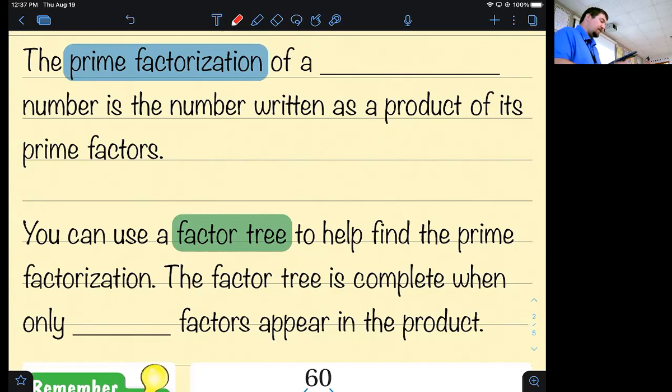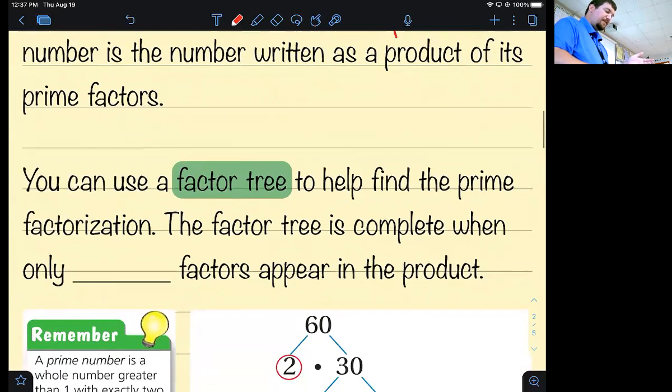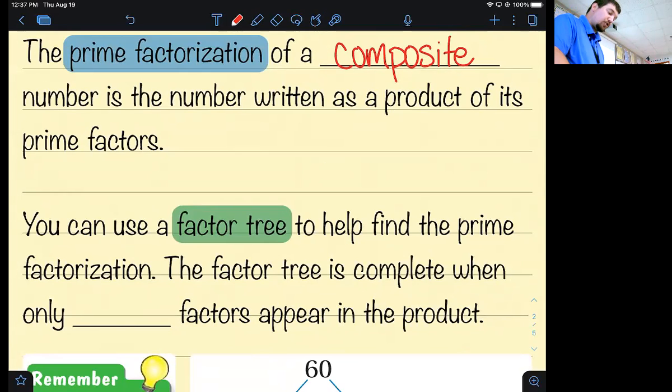The prime factorization of a composite number is a number that's written as a product of its prime factors. Now remember, factors are numbers that multiply together. So I'm going to break down a number into its bunch of primes, that if I multiply the primes together, would give me the original number. You guys have done this before and you used factor trees to do it. You can use factor trees to help you find the prime factorization. The factor tree is complete when only prime factors appear in the product.